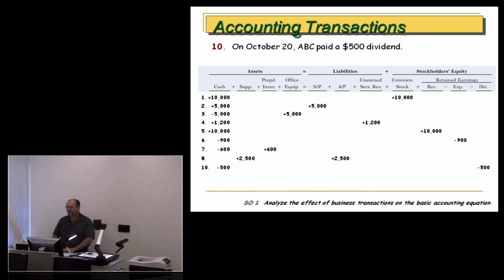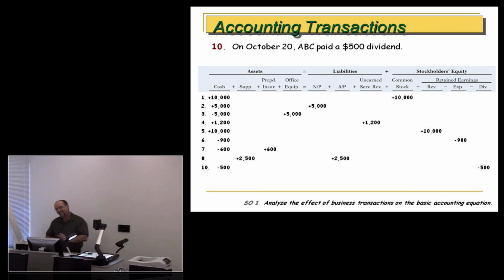On October 20th, ABC paid a $500 dividend to their shareholders. A dividend is a distribution of capital back to the stockholders, okay? And so it's a formal transaction. Remember, we're not allowed to just informally take money out of the company for personal use, pay for personal bills with the company bank account, but we can transfer money in and we can transfer money out. And this is how we formally take money out for the stockholders. Stockholders are the owners of the business. They want to take out money, they have the right to.